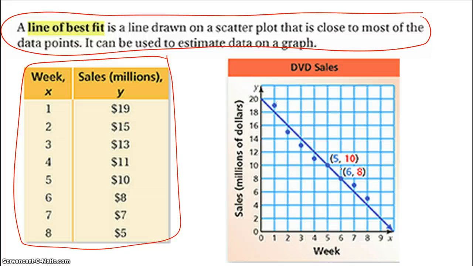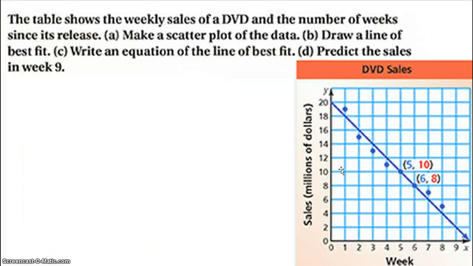Okay? So now here's the tricky part. Here's what we have to do with that. So this says to make the table of weekly sales. This is make the scatter plot. We already did that. That's here. They did it for us. Draw the line of best fit. They did that for us as well. Write an equation for the line. This is the tricky part.